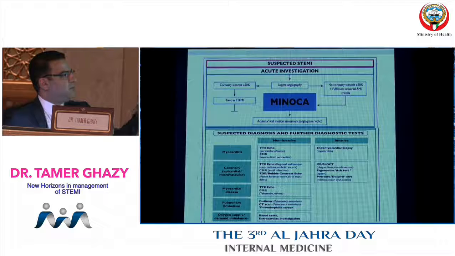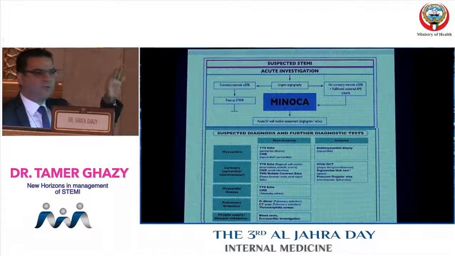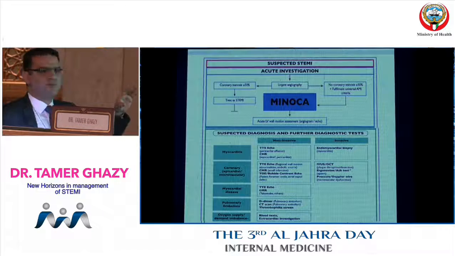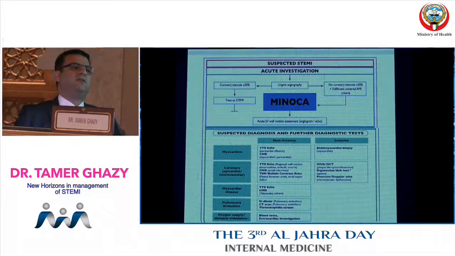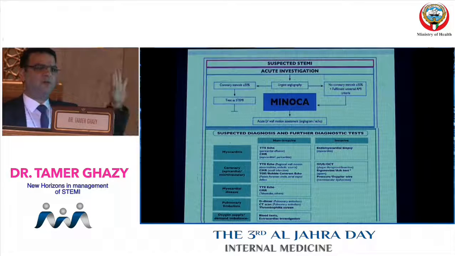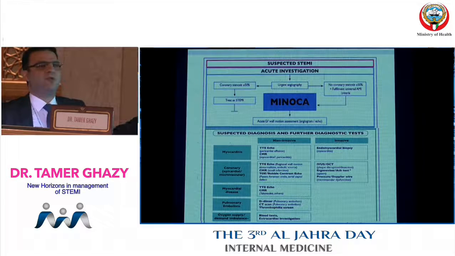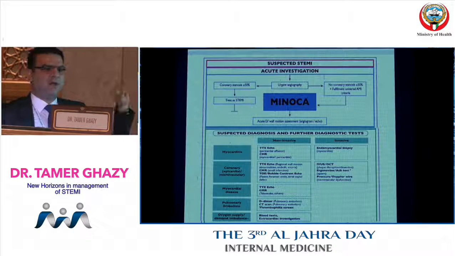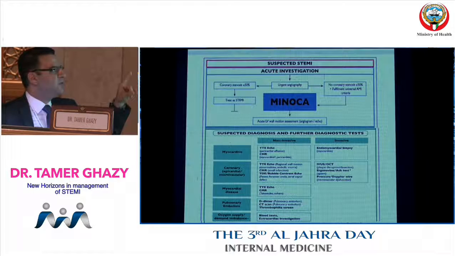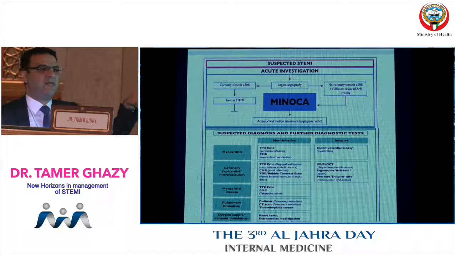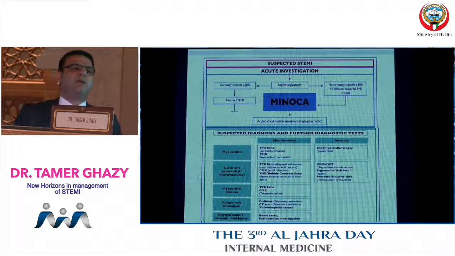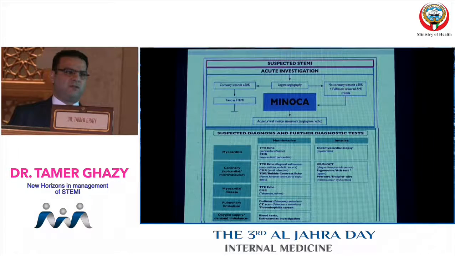And this algorithm shows you how to diagnose MINOCA. First, you have a patient presenting with ST elevation MI. You will deal with the patient as routine. After coronary angiography, if the patient has less than 50% occlusion of the infarct-related artery or the coronary arteries, now you will diagnose the patient as MINOCA. But what is the suspected diagnosis of MINOCA? What is the differential diagnosis of MINOCA?